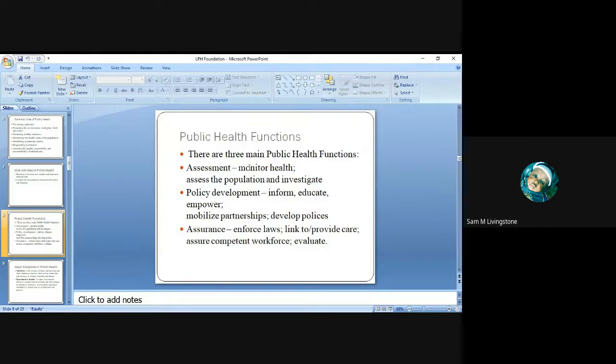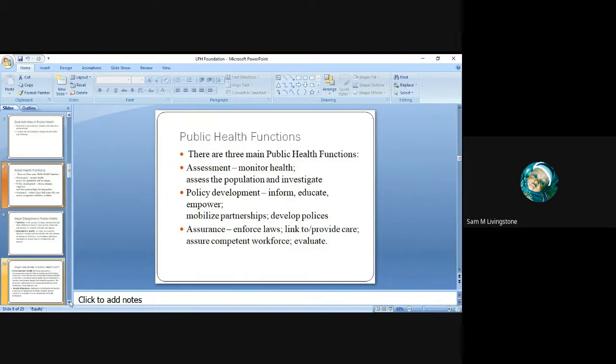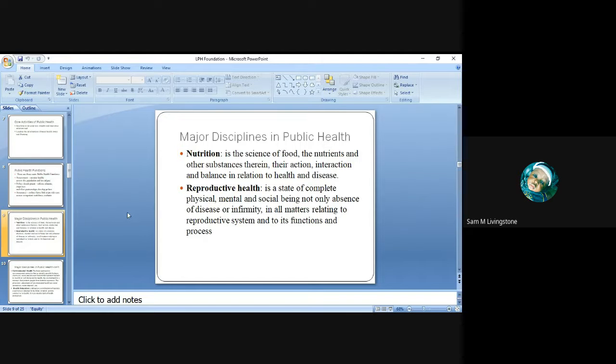Make sure you provide care and show a competent workforce. Those are the three key functions in public health. As you go along, public health is a field that is ever changing. People are doing research every day and things are improving. You may even discover more than what I am telling you. It requires research. In public health, there are several other major disciplines, which we may not give you all. Nutrition, reproductive health.